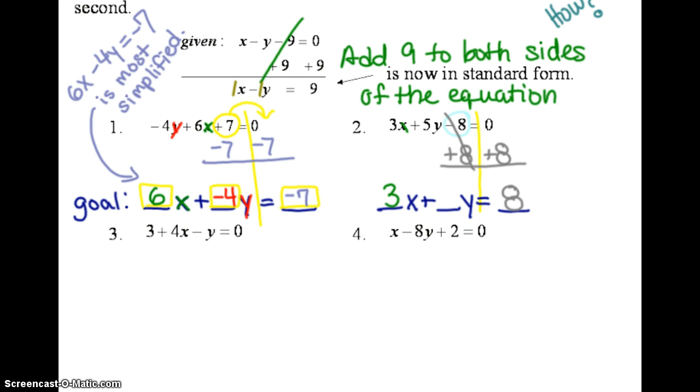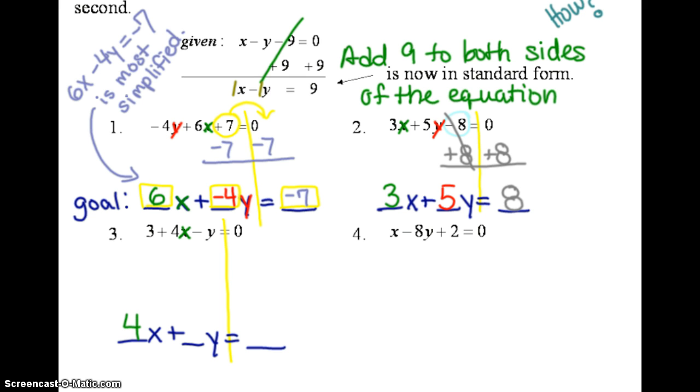Now I've got to figure out what's in front of x and y. Oh yep, there's my 3 in front of x. And there's my y. A 5 goes in front of my y. So 3x plus 5y equals 8. Notice there were no two signs together, so I didn't have to simplify. There was no positive or negative. My next question says 3 plus 4x minus y equals 0.